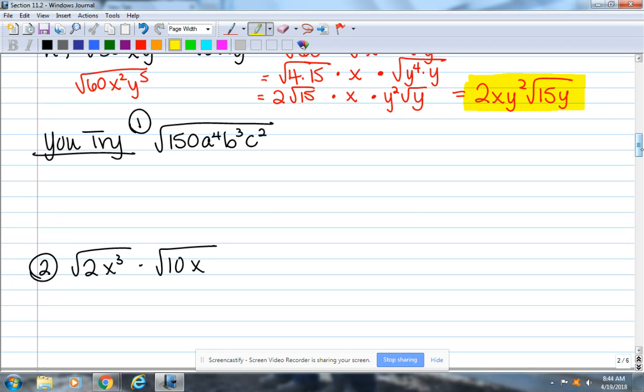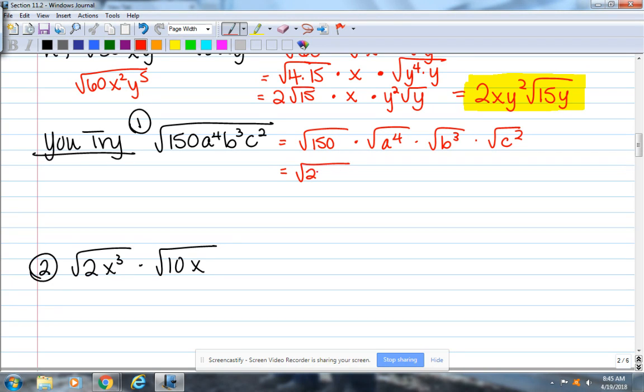All right, so what did you do first on number 1? Give them the radicals. So you had a radical 150 times radical a to the 4th times radical b to the 3rd times radical c squared, right? What did you get for your largest square that goes into 150? 25 times what? And what's the square root of 25? So you got 5 radical 6 for that, right?